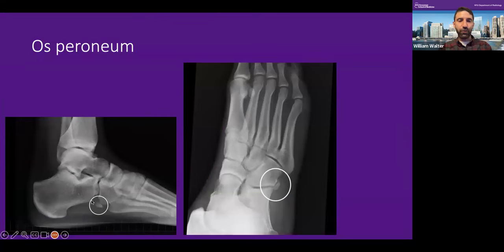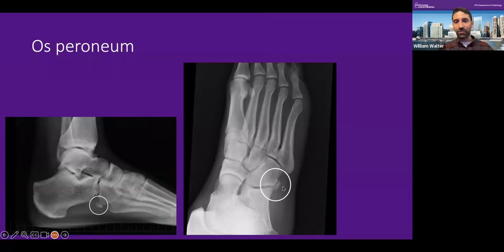All right, this is an os peronium. The main issue with this one is that it gets mistaken for something abnormal when it's entirely normal. It's a little ossicle plantar and lateral to the cuboid bone. It's embedded within the peroneus longus tendon just before it sweeps underneath that cuboid tunnel. So this is just something to recognize.